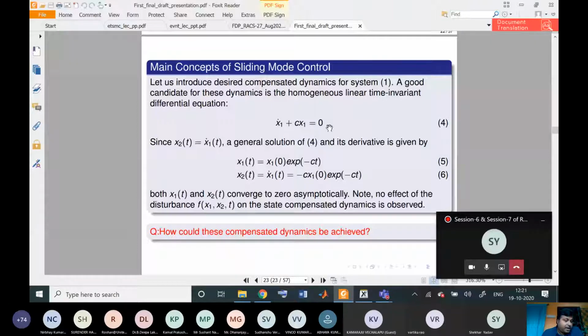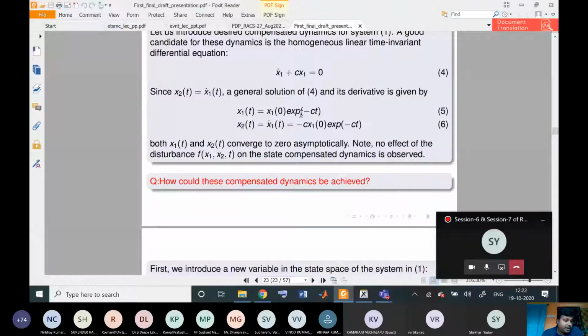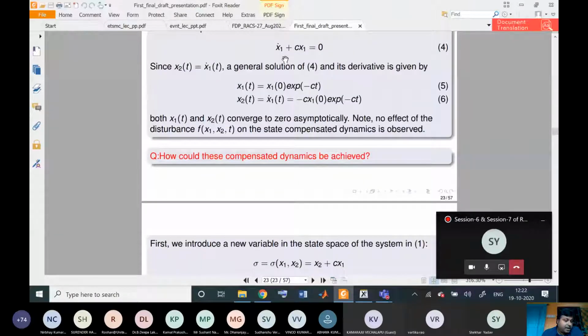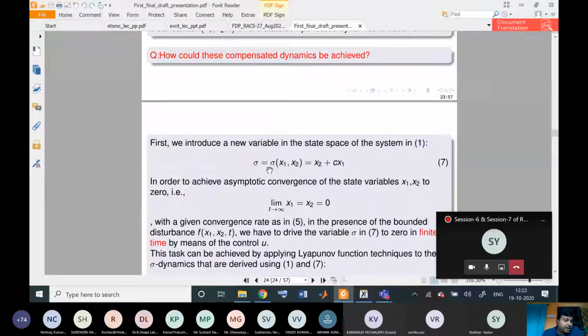That is the important question. So how could this compensated dynamics be achieved? Now we will call this compensated dynamics sigma, that is sigma equal to x2 plus c into x1, which we can see is a function of the states x1 and x2. So if we want to construct sigma, we require the information of the states x1 and x2. We have observed that somehow with the control, if we make sigma equal to 0, then both the states will converge to 0.